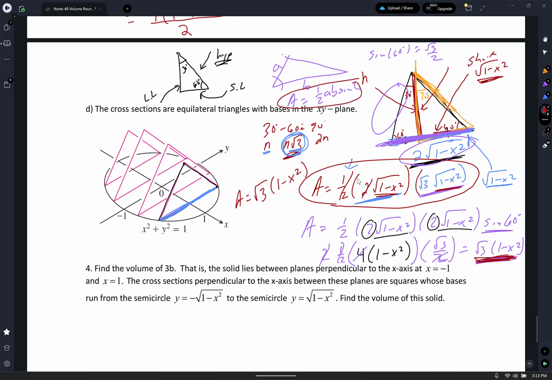Do you guys remember that? Yes, I remember it. You could have also Googled how to find area of any triangle, not just a right triangle. But whatever, it doesn't matter. That was kind of tough because you have to know a lot of geometry. A of x, so there it is, square root of 3, 1 minus x squared.